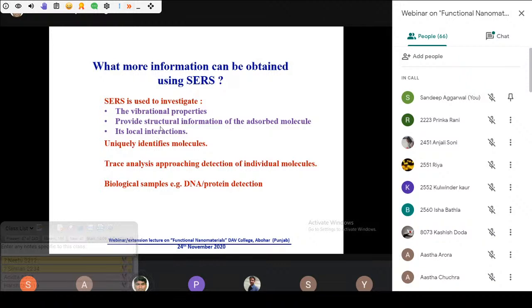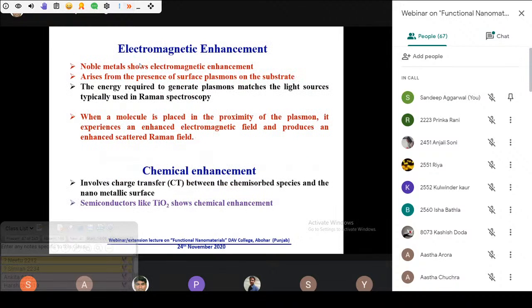How local interaction will also tell us something about this. They are also being used for DNA detection. And there, what is the main thing? The mechanism is the electromagnetic enhancement. Because of the laser, the electrons are excited on the surface and they increase the electromagnetic enhancement on the surface, and that enhances the Raman scattering.